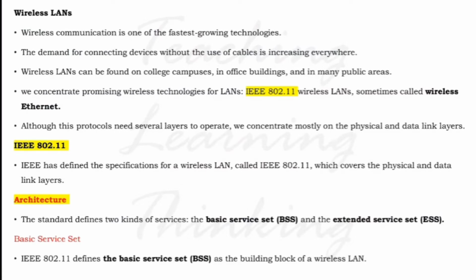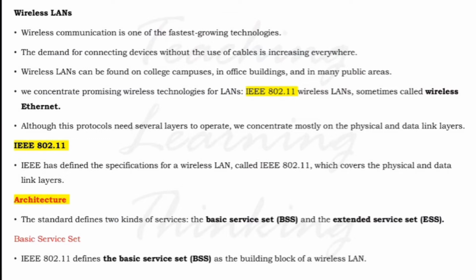IEEE 802.11 wireless LAN is sometimes called wireless Ethernet. Although the protocol needs several layers to operate, we concentrate mostly on the physical layer and the data link layer of IEEE 802.11. IEEE has defined the specifications for a wireless LAN called IEEE 802.11, which covers the physical and data link layer. So, the architecture of the wireless LAN of IEEE 802.11.